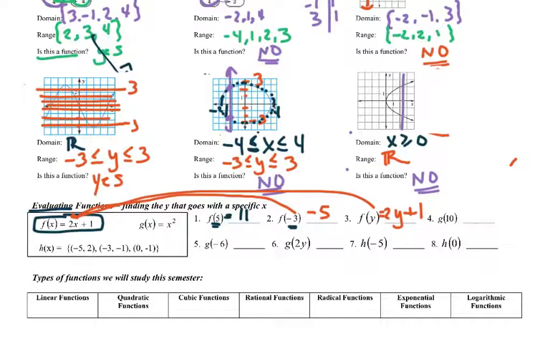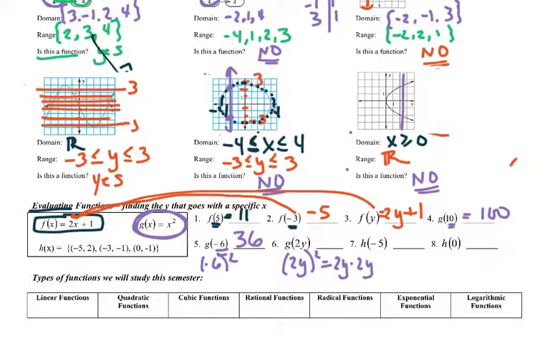The next one changes, right? So now it says g of x, it changes to the g function. So g of x is x squared. So it's telling me to square whatever I give you. Well, if I give you a 10, if I square 10, isn't that 100? What if I square -6? -6 times -6 is positive 36. What if I square 2y? You're right, 4y squared.